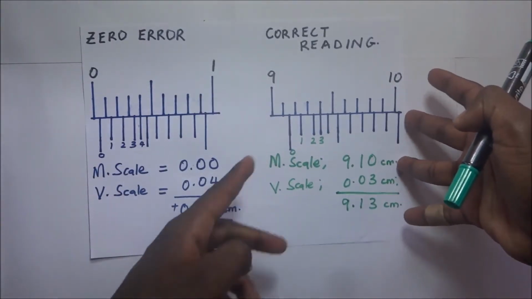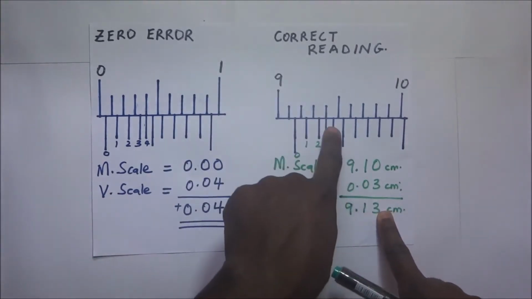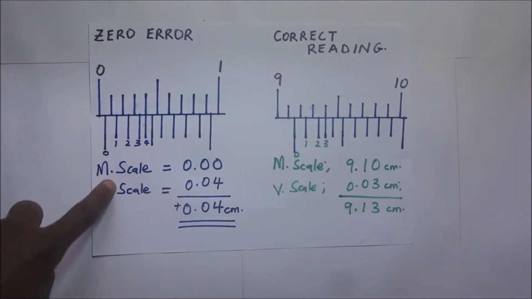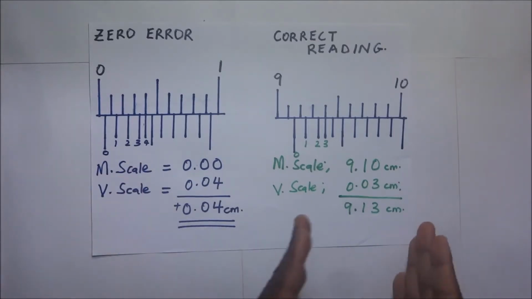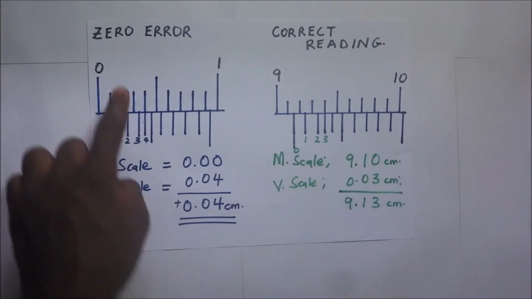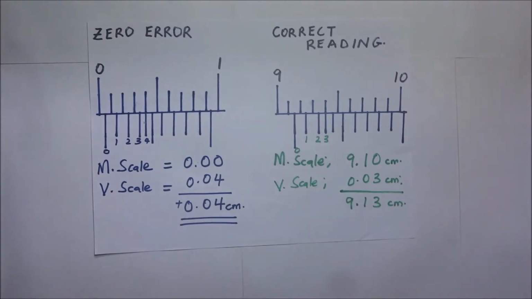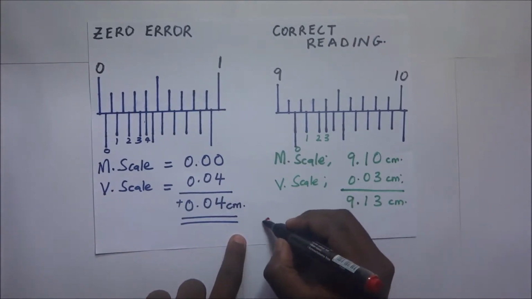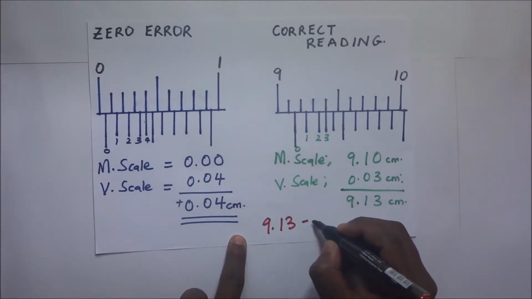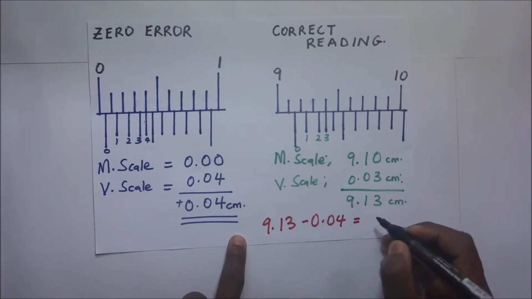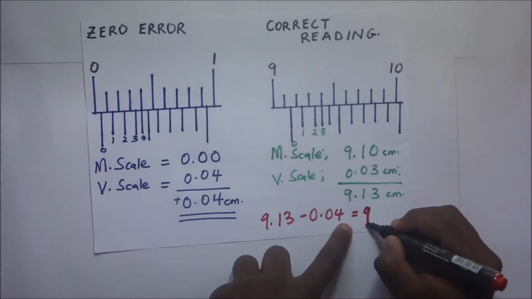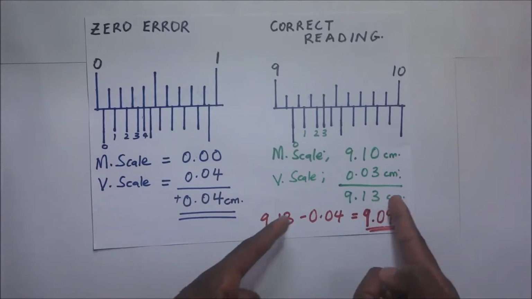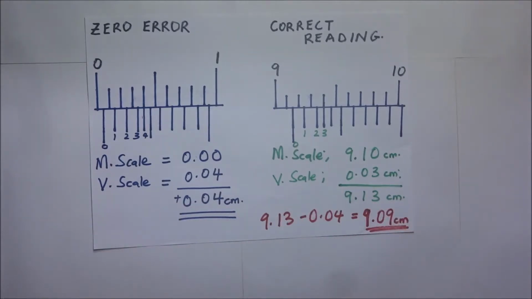So for us to get the accurate reading of this vernier caliper, we need to take away this error, because when these two jaws were fully closed, this vernier caliper was giving a reading of 0.04. So we need to remove it so that we are able to get the accurate reading. For positive zero errors, we are going to say it is 9.13 minus this error, so that we get the actual reading. So the correct reading will be 9.13 minus 0.04. Whenever we have a positive zero error, we simply subtract that error from the final reading we have gotten and we get the correct reading.